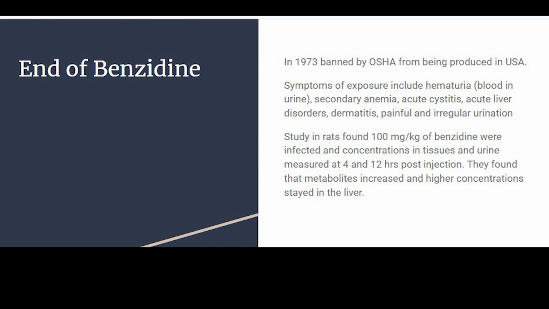There was also a study conducted in rats where they injected 100 milligrams per kilogram of the rat's body weight of benzidine, and concentrations in the tissues, urine, and organs were measured at 4 and 12 hours post-injection. They found that the highest levels were in the stomach and small intestine at 4 hours, and the small intestine and liver at 12 hours. The higher concentration that stayed was in the liver, and this made researchers nervous about the potential carcinogenic effect on humans.